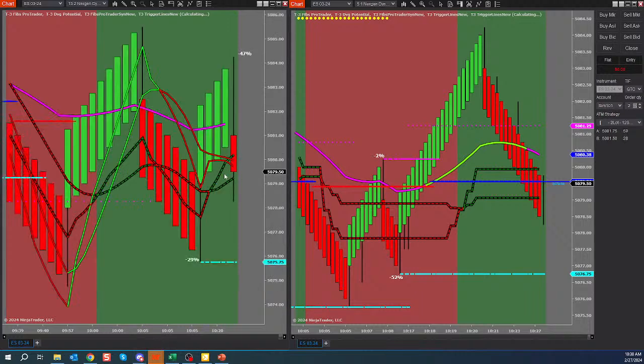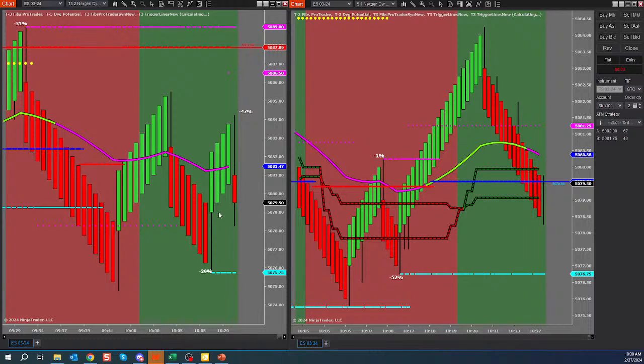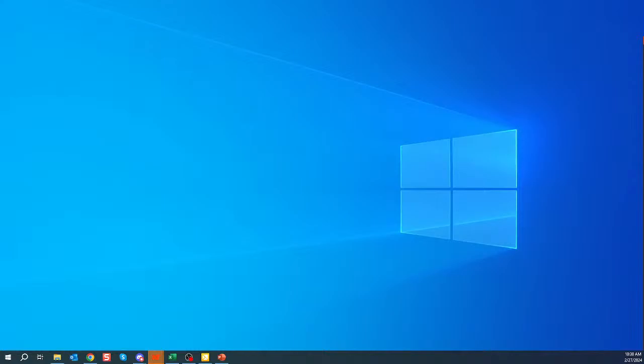There's your S&P. The triggers don't line up, guys. It's just ugly. It's still calculating. And I shouldn't have messed with it while it's calculating.